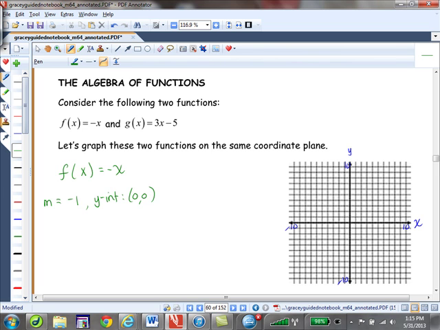So here we'll be at 0, 0 for our intercept. Down 1 to the right 1 is negative 1. You could go up 1 to the left 1. That's also a slope of negative 1. So this guy has a graph that looks like this.